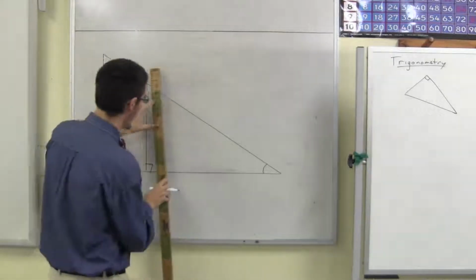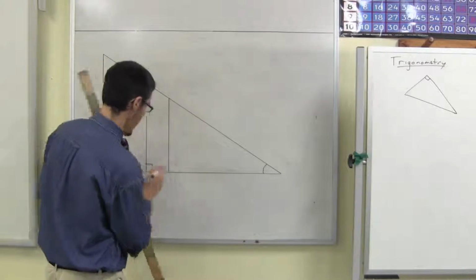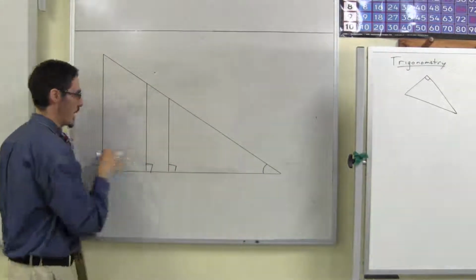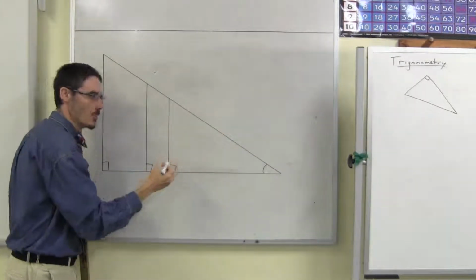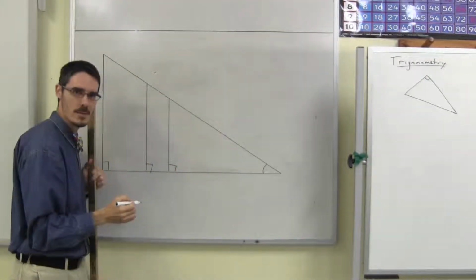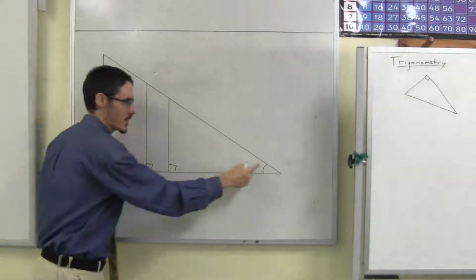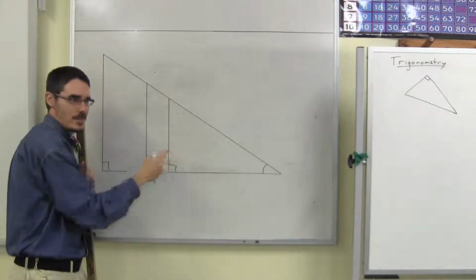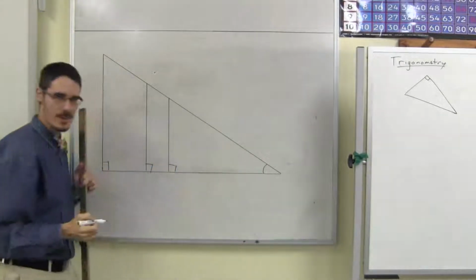In fact, I can draw some more. Here's another one. That's a different triangle, but it has the same angles as we started with. So this small triangle here also has the same ratio of height to width. In fact, any triangle I draw here with the same angle here and a right angle here is going to have the same value for the height divided by the width.